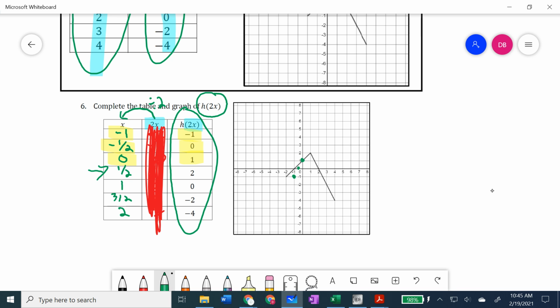Then 1/2, 2. And then we have the point 1, 0. And then we have the point 2, -4. Do you think you know what the graph of h of 2x looks like? Based on the point plotting that we just did. And also looking at the fact that h of x started with 2 straight lines. Do you think you see what happened?